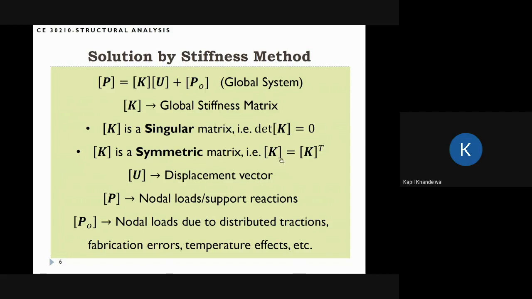Here again, u is the displacement vector. P is the nodal load vector, where some of the nodal loads are actually unknown support reactions, and P0 is the nodal loads due to distributed traction, fabrication error, and temperature effects. And the idea is we want to solve the system.